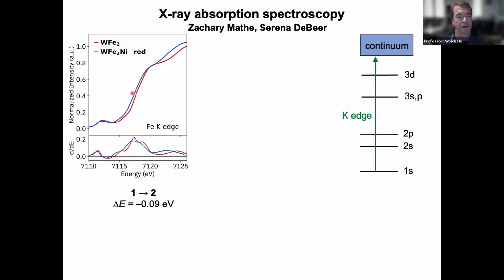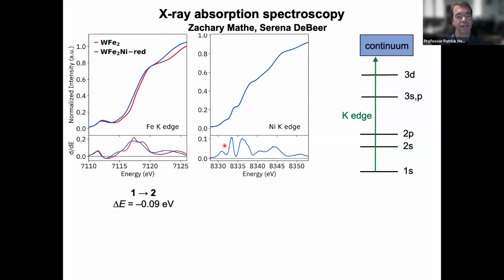And the iron edge suggests that there's very little change here and in the edge, and that the irons haven't really changed oxidation state. But what's important in the nickel edge is in the spectrum itself and in the derivative of the spectrum that I show underneath it, you can see this pre-edge feature around 8330 electron volts. And that's characteristic of this pre-edge.